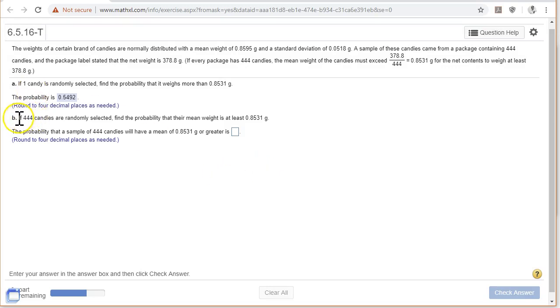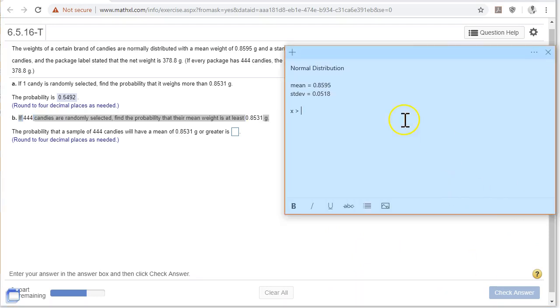Now that we have that, the next question is asking us about 444 candies that are randomly selected. Find the probability that their mean weight is at least, or bigger than or equal to, 0.8531. So the mean of 444 candies uses the notation x bar, and we want to know when x bar is bigger than or equal to 0.8531.